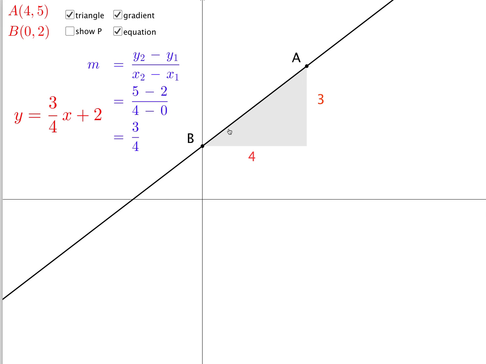Y equals mx+c. M's the gradient. The y difference over the x difference when it comes to the coordinates. That's the gradient formula from the first video. And all I've got extra is this plus c on the end, where it hits the y-axis, 0, c.